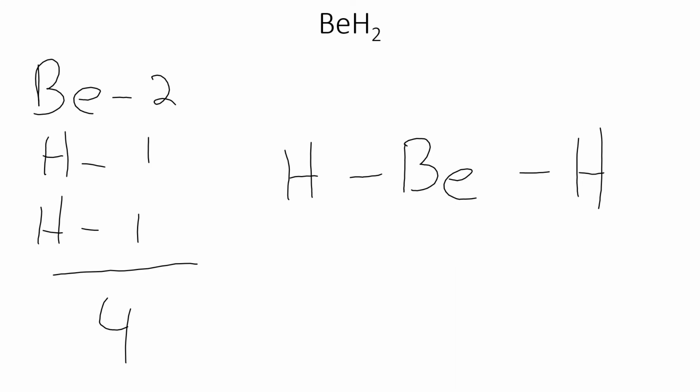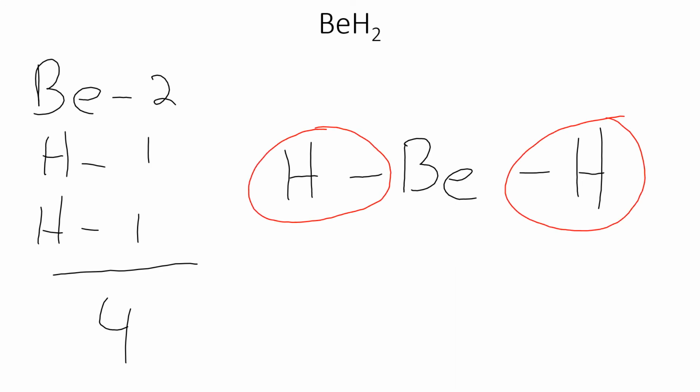How many total electrons do we need? 4. Do we have 4? 2, 4. Yes. Look at our outer atoms. Are they okay in terms of the octet rule? Well, we see we have hydrogen as our outer atom. So we already saw that hydrogen doesn't get an octet. Hydrogen only gets a duet. Well, hydrogen on the left has 2. Hydrogen on the right has 2. That's what hydrogen needs, so that's good.